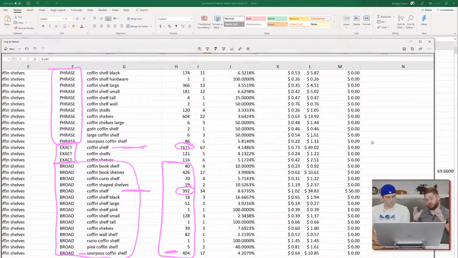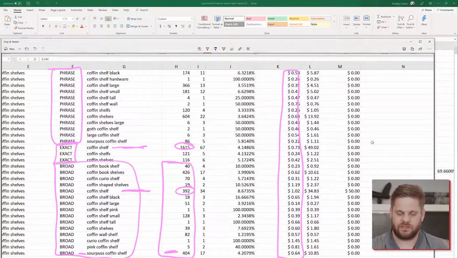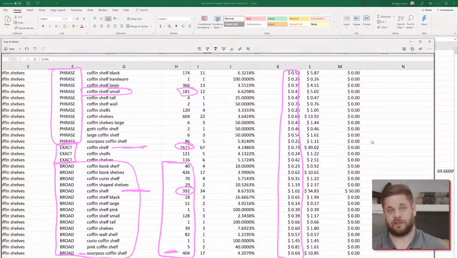So long story short, don't just open up your campaign manager to look at that information. You've got to actually download this report and see where your impressions were coming in. You've got to actually look at your exact cost per click, right? That cost per click is really important information. A lot of these, coffin shelf small, we know that's not going to be a very competitive keyword. 181 searches. Would you like to be number one page results 181 times on a very, very specific keyword?